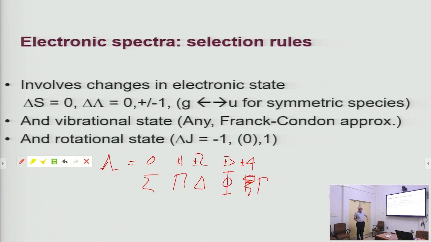So the rule is that lambda can change by 0 or plus or minus 1. So sigma to sigma, sigma to pi, but not sigma to delta. Vibrational states we discussed, and rotations you know and love, change by 1.